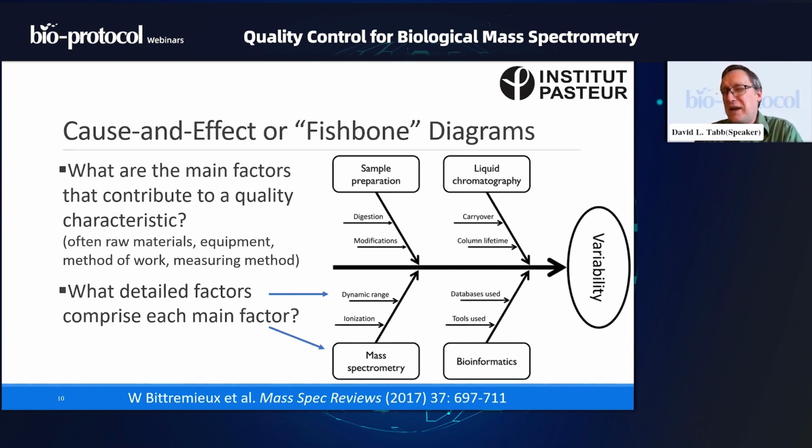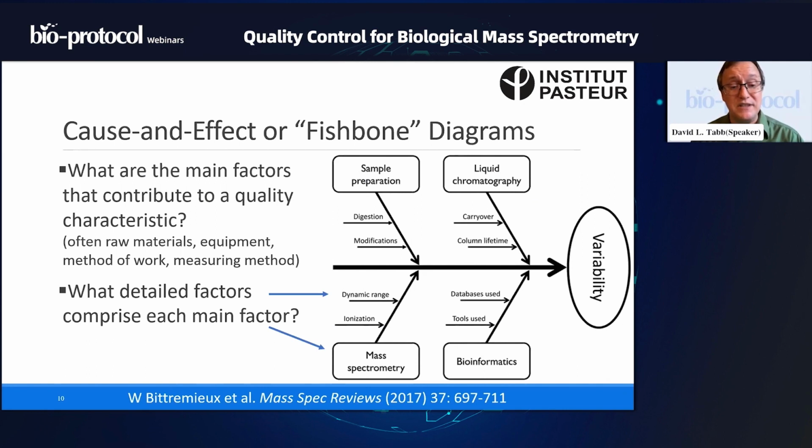And one of the best things that you can do when you're in a busy group of people trying to discuss what's going wrong to cause variability in our experiments is to record that information of what everyone's saying in a fishbone diagram. So first, we ask, what are the main factors that contribute to a quality characteristic?